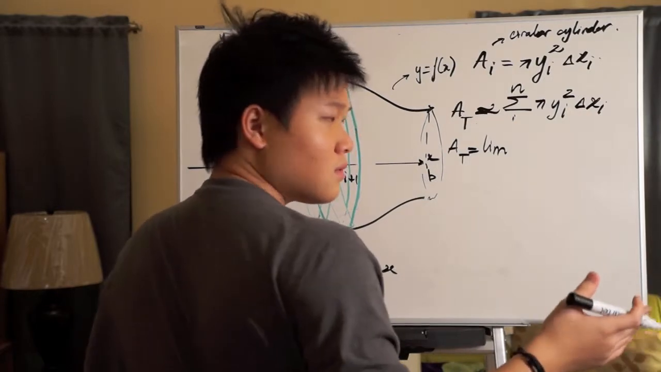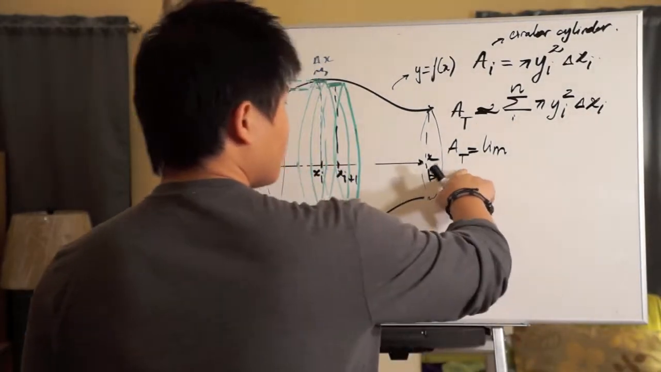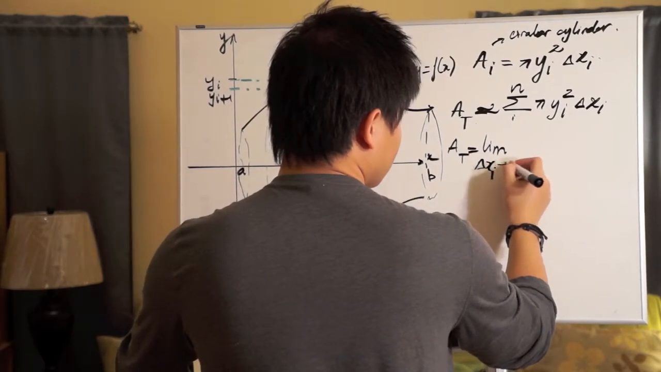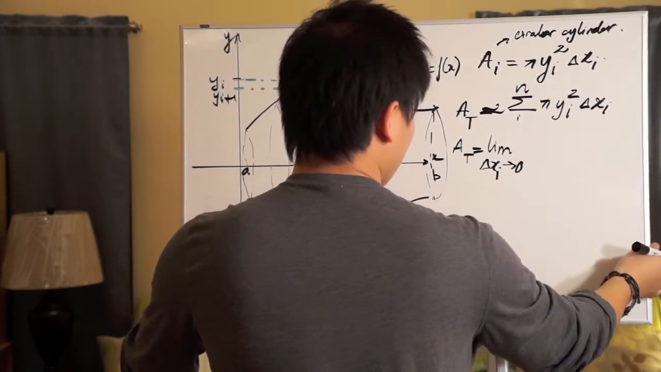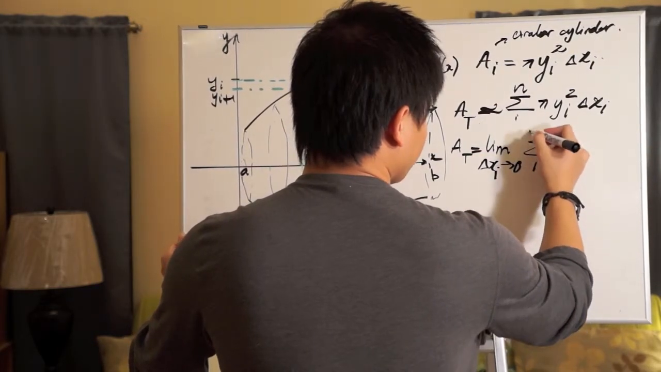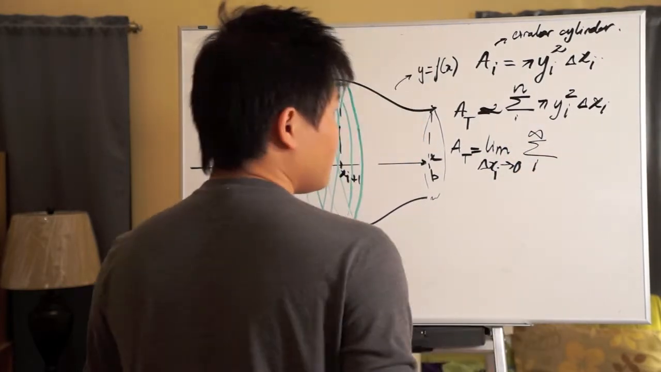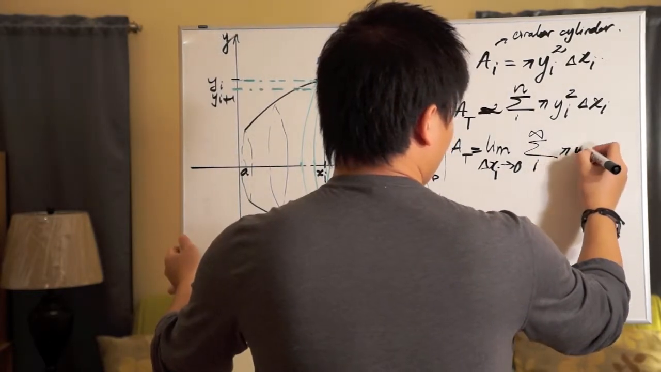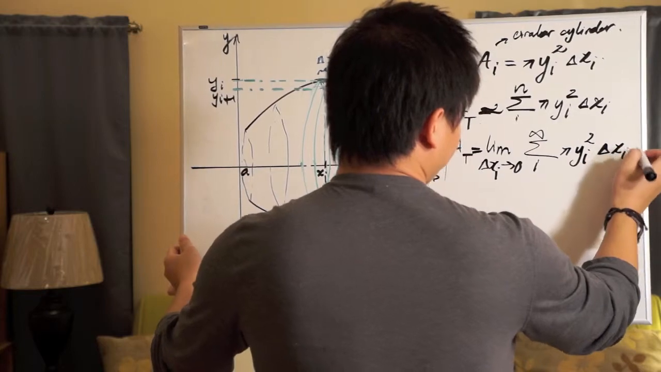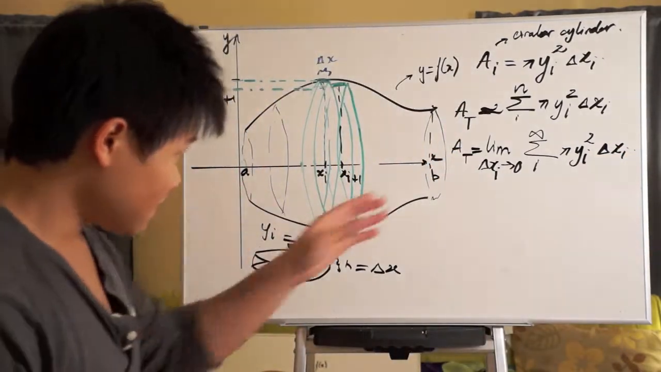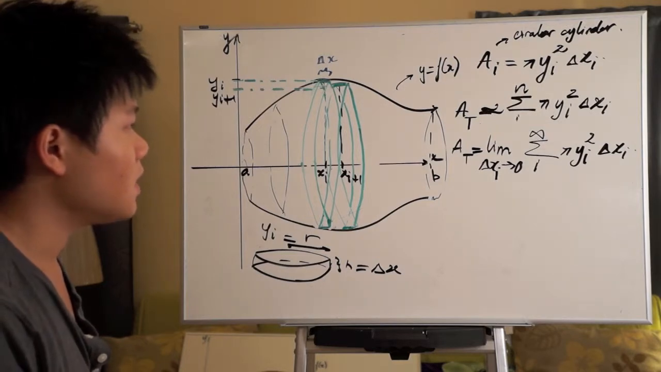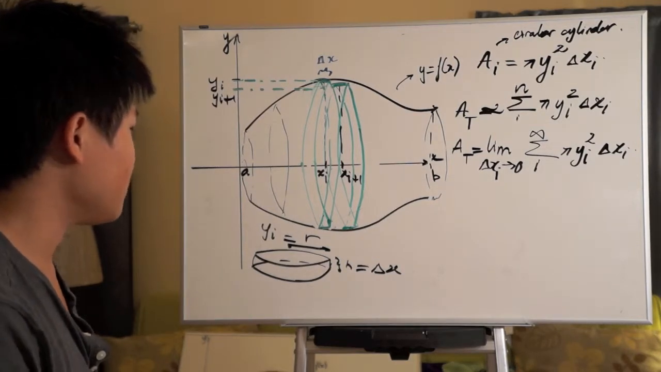Okay, sorry. Go. So V total is equal to the limit as delta x sub i goes to 0 of the sum as i goes to infinity of pi y sub i squared times delta x sub i. This is the formalization of how we arrive at the integral.